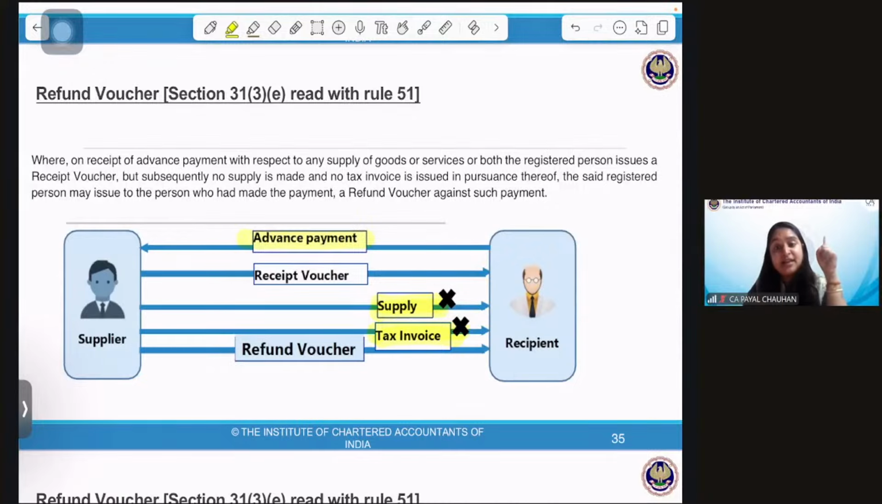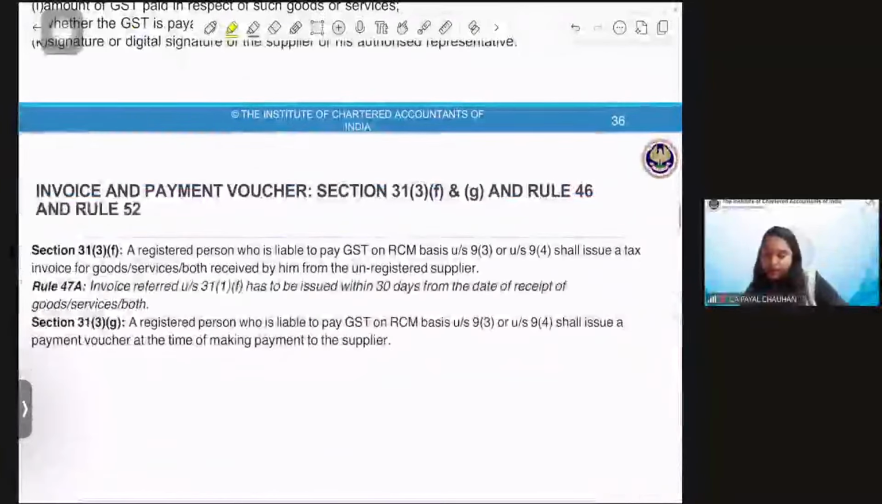If any of the criteria is missing, then the refund will not be made, right? Now, refund voucher we've done. Invoice and payment voucher. Okay. Invoice and payment voucher, whenever they are together, they are for RCM. My question is directly to you people.